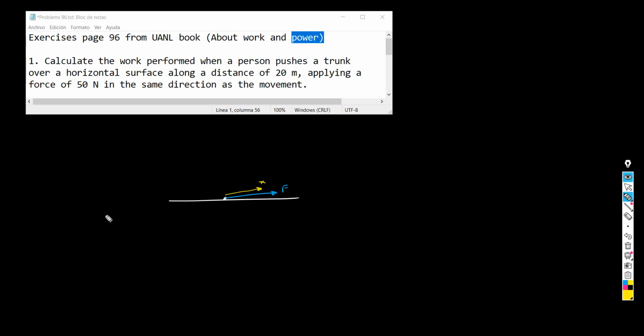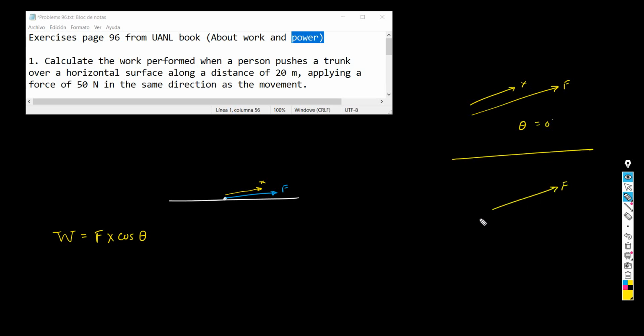And then we said that the work done on this particle is defined as the multiplication of the force, the magnitude of the force times the magnitude of the displacement times the cosine of a specific angle. And this angle is the angle between the force and the displacement. When the force and the displacement go in the same direction, in other words, they are parallel, the angle is 0 degrees.